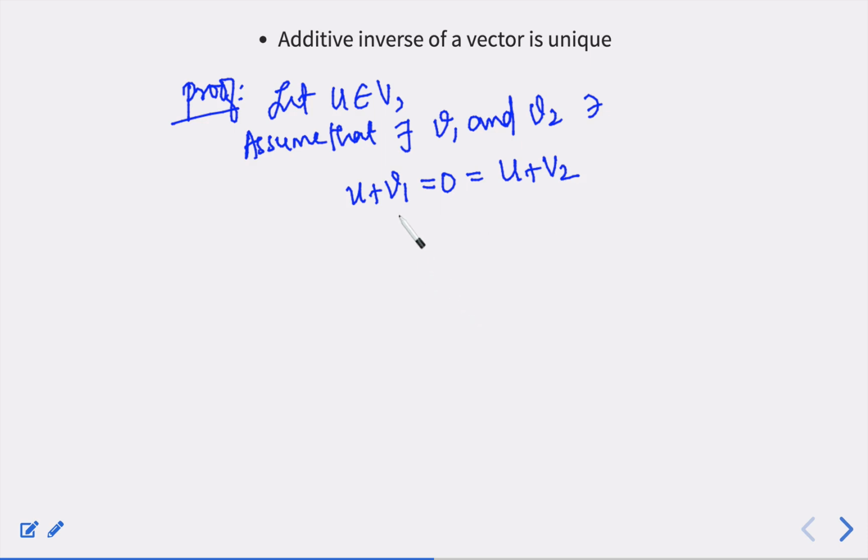Now again, by the cancellation law, you can compare these two quantities, and u and u are definitely the same. Therefore you can cancel this out and say that v1 must be the same as v2, which means if there are two inverses, then both inverses must be the same. Which evidently says that the additive inverse of a vector in a vector space must also be unique. Okay. So these are the vector addition properties.